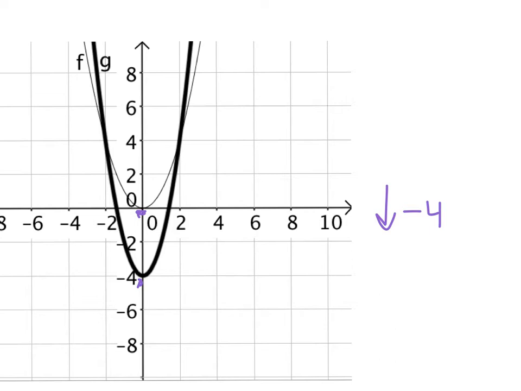On the transformed version, if I go over 2 units, I have to go up 8 before I hit the function. So instead of 4, it's 8. So I have a vertical stretch by a factor of 2. So that's going to be vertical stretch times 2.